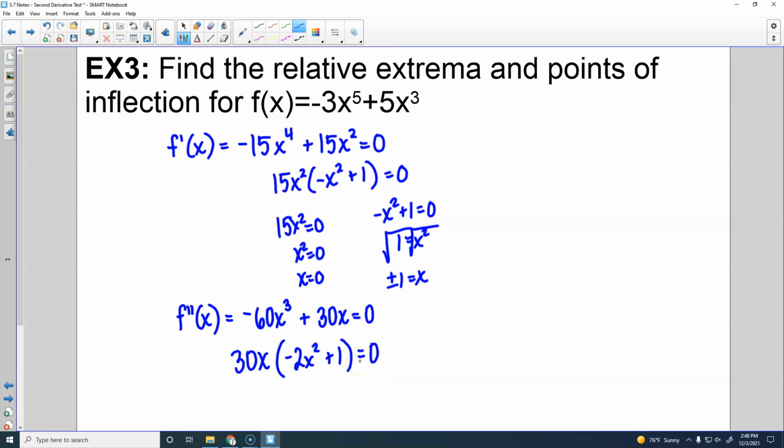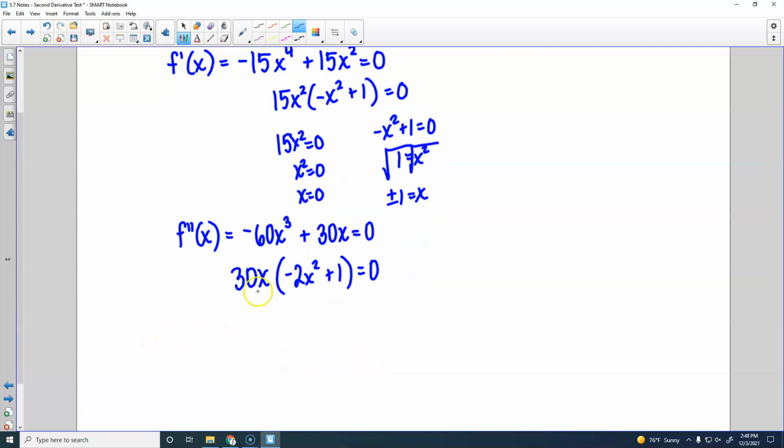I'm going to go ahead and do points of inflection first. Would that be x equals still? Points of inflection is still x, but you're doing this with the second derivative. Yeah. So I got 30x is 0, and -2x squared plus 1 is 0. So here you're just going to get an x equals 0.